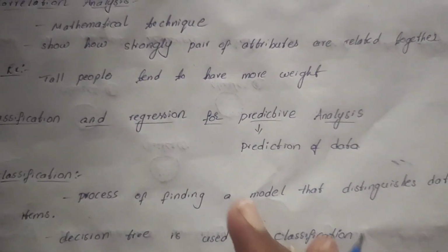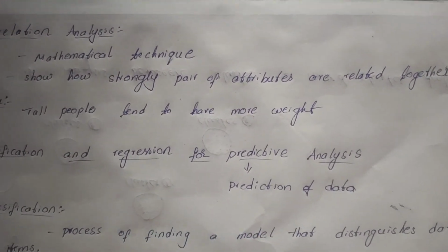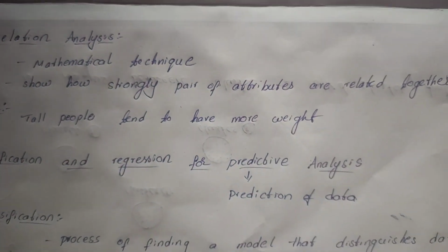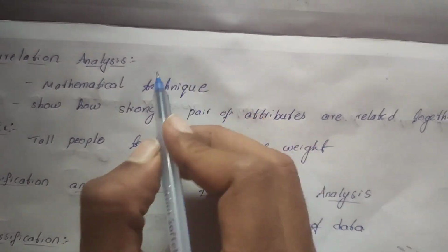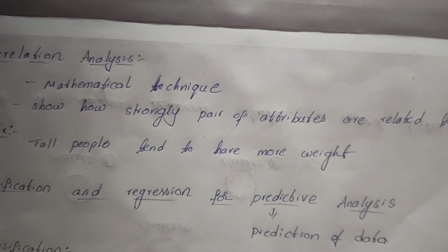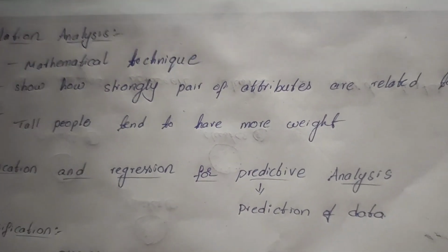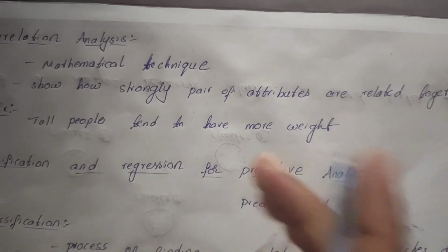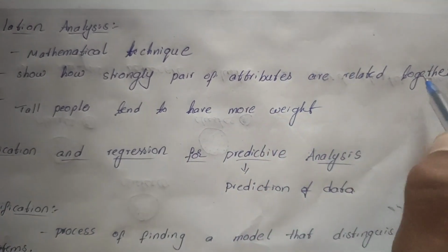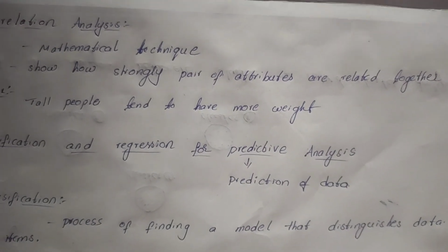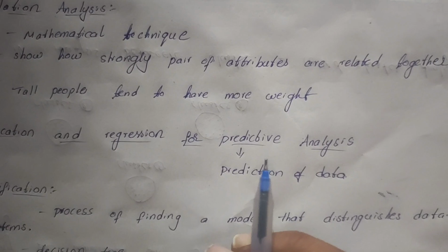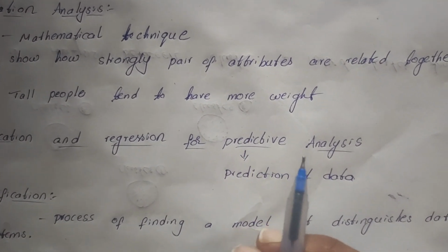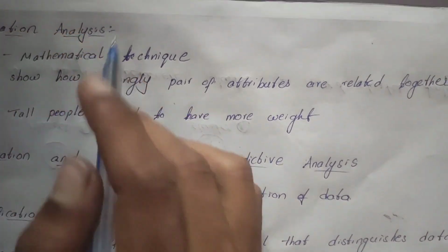Okay, next, correlation analysis. Correlation analysis is also called a mathematical technique. Within that we will use mathematical techniques and algorithms. It shows how strongly a pair of attributes are related together in this correlation analysis.